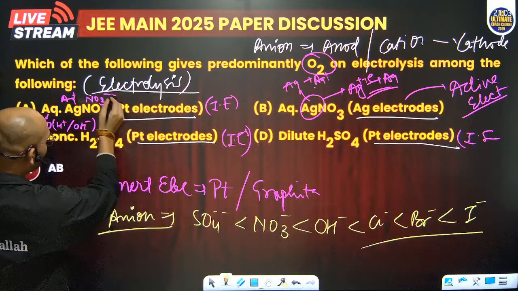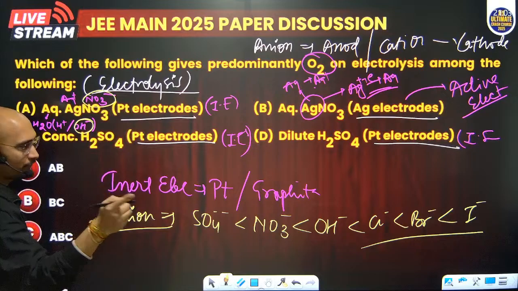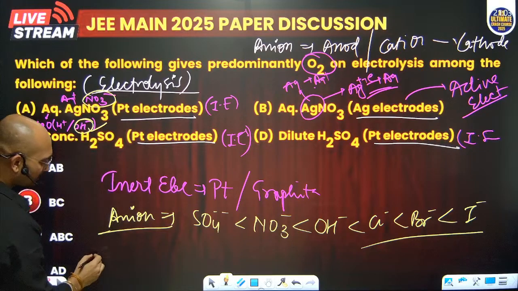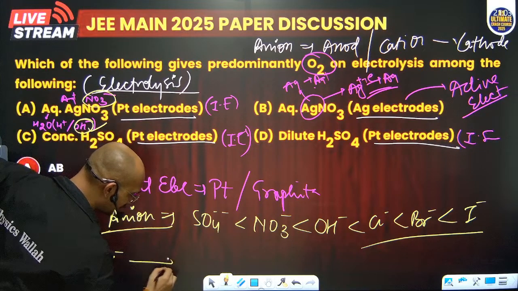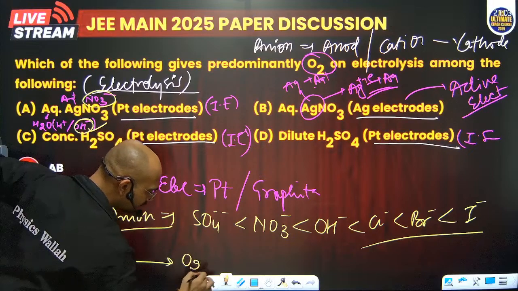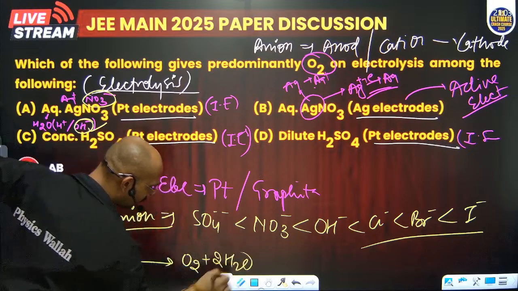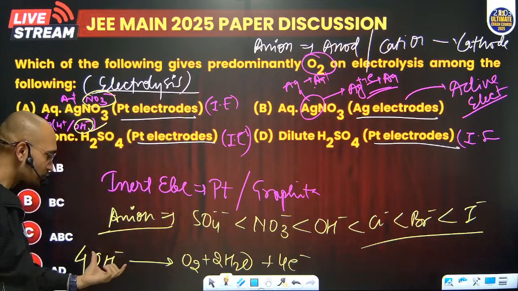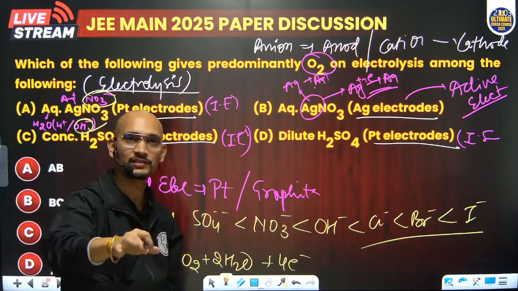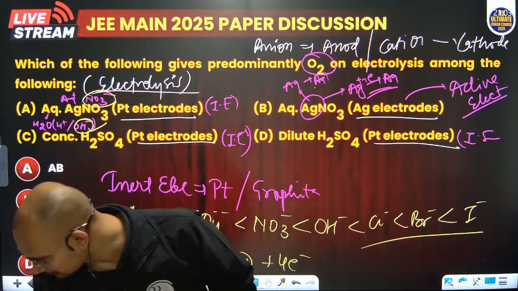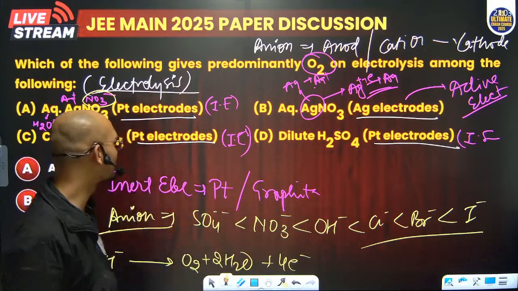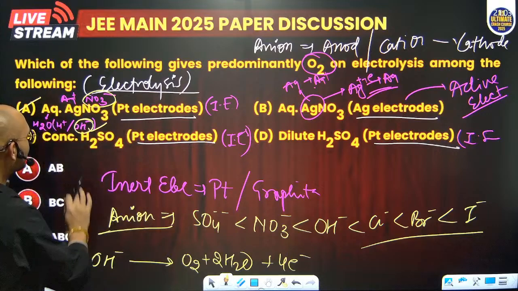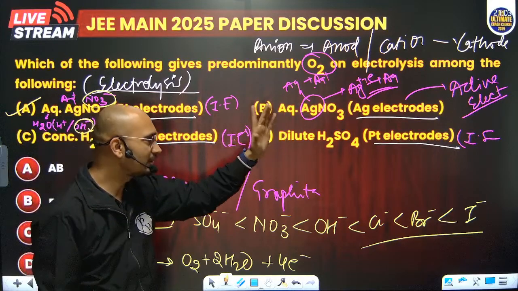So here nitrate is there and OH minus is there. Which will be preferred? OH minus. So if OH minus goes to the anode, what will it be giving? 4 OH minus gives oxygen plus 2 moles of water, and how many electrons? 4 electrons. So we know that when hydroxide goes on anode, it gives oxygen. So for sure option A, this first one, will be giving. B, no, it will not give.